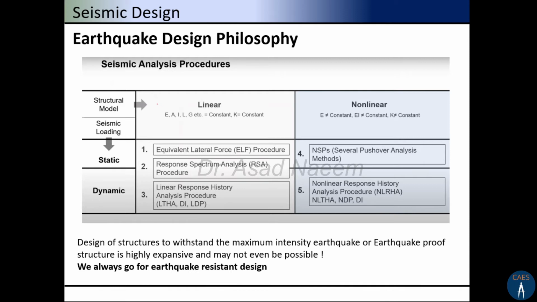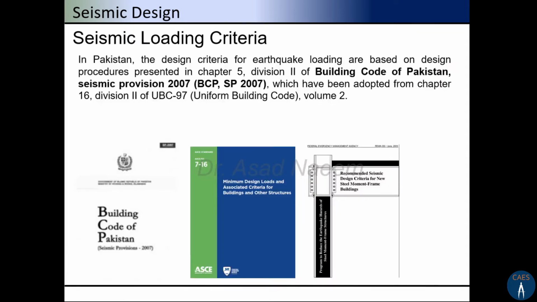So this is a different procedure, a little bit more complicated, but this will provide us more accurate results. For seismic design, there are different codes that we use.